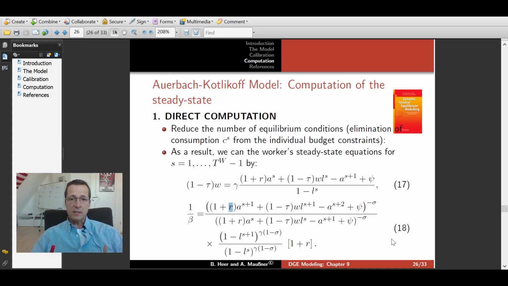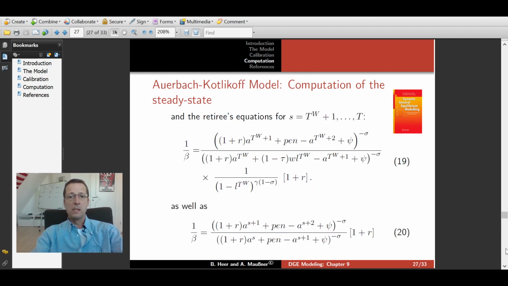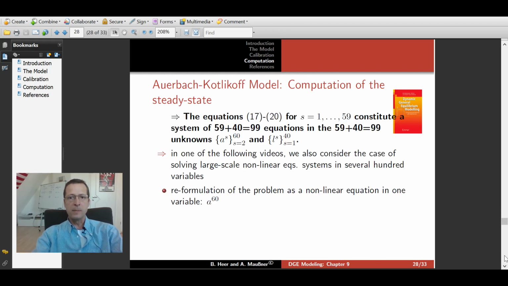So we have 99 equations, and these 99 equations are, here we have the Euler equation for the 40-year-old and for the retired person, equations 19 and 20. And we also have 99 unknowns, which are the individual wealth level, AS, and the individual labor supply, LS, for the 2 to 60-year-old and the 1 to 40-year-old. Remember that the wealth of the newborn, A1, is 0, so the newborn, the 1-year-old, is born without any wealth.